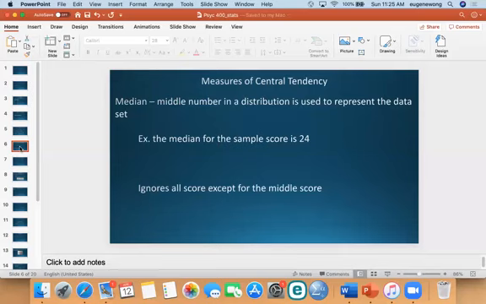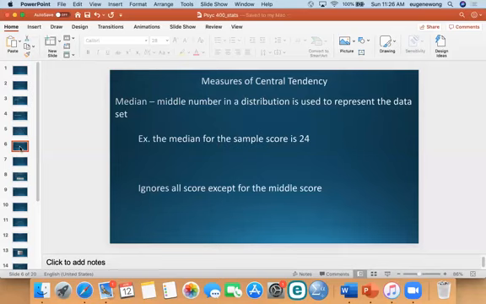But again, remember, measures of central tendency are based on the assumption that we're going to use one value to describe a set of values. So since you have two numbers in the middle, you can't really report both. So what you do is you just find the average of those two numbers in the middle and you report that. So in our case, with the set of data that we started with, the median for the sample scores is 24.